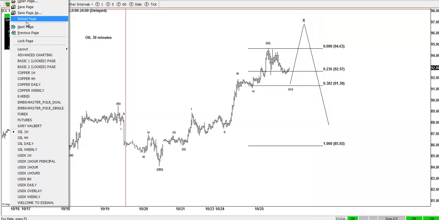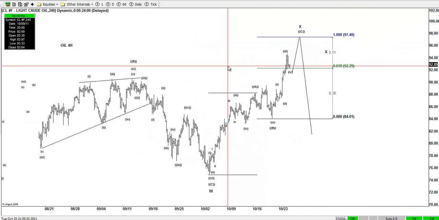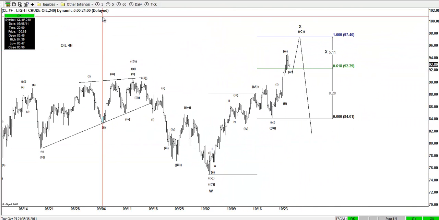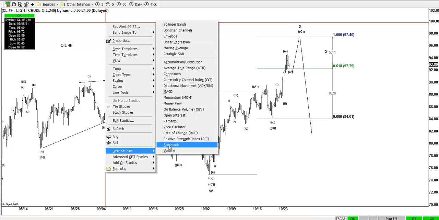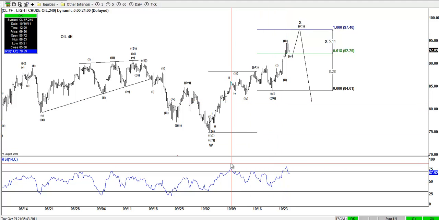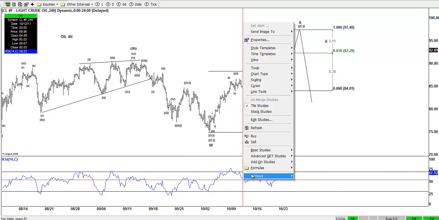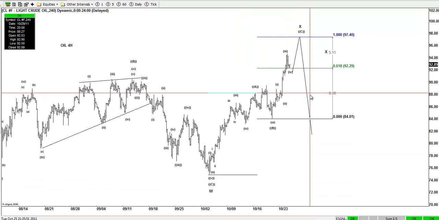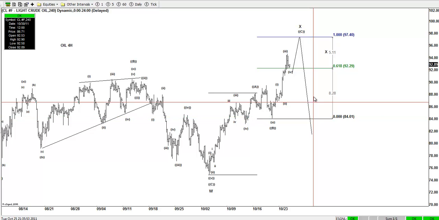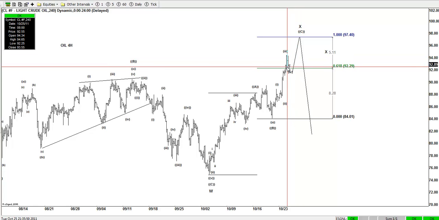If we take a look at the 4-hour chart in oil, look, 1, 2, 3. You can take the RSI there and see that there is no divergence, when you get a divergence in this high right here. So keep in mind that most likely we're going to see a big drop in oil. We were calling for 95, 100. We got to 94.85 today. So our minimum target has been reached.